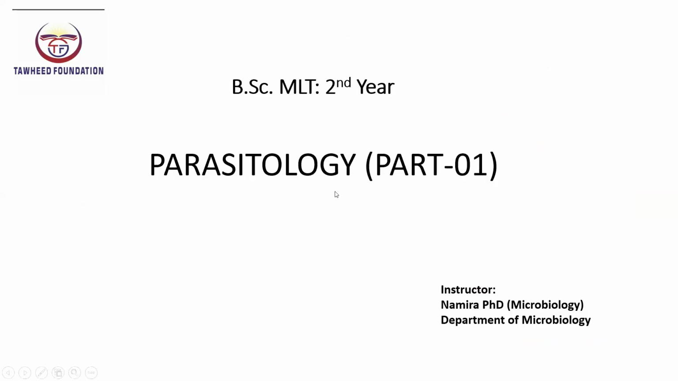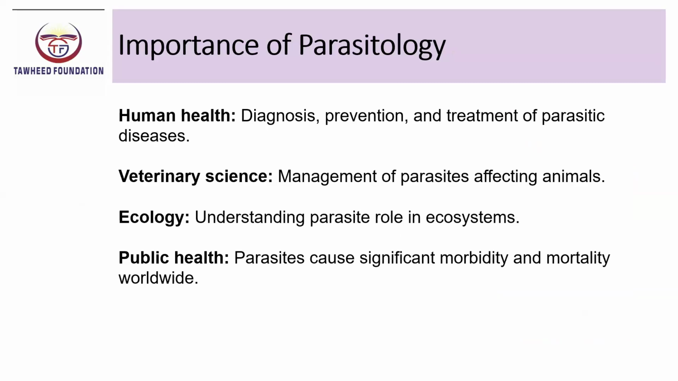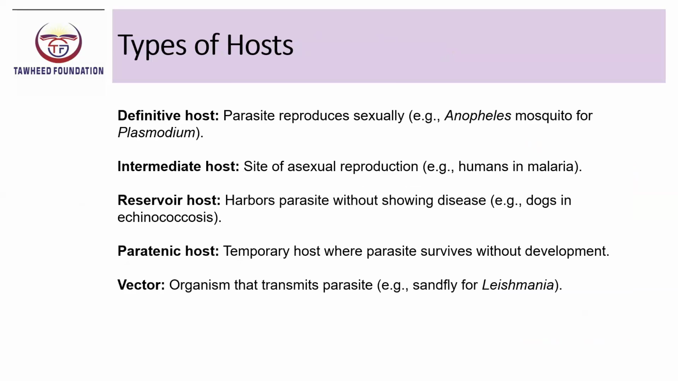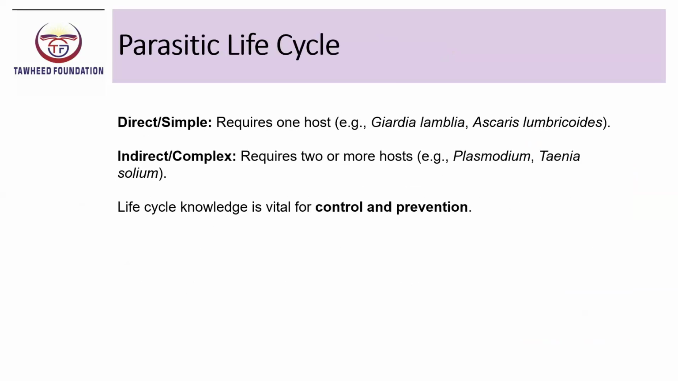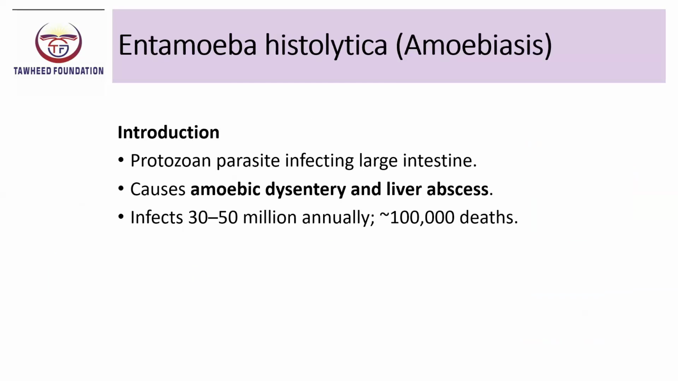So, in the last class, we studied the introduction to parasitology, the importance of parasitology, and types of host. There are five types of host: definitive, intermediate, reservoir, paratenic, and vector. Parasitic life cycle, that is direct and indirect. Host-parasite interaction is of four types: symbiosis, commensalism, parasitism, and mutualism. Then classification of parasites, diagnosis, and one by one all parasites, Entamoeba histolytica.